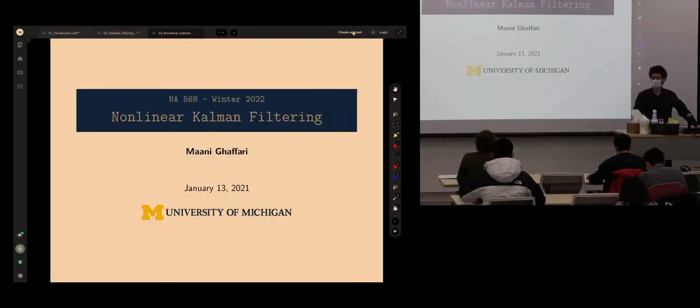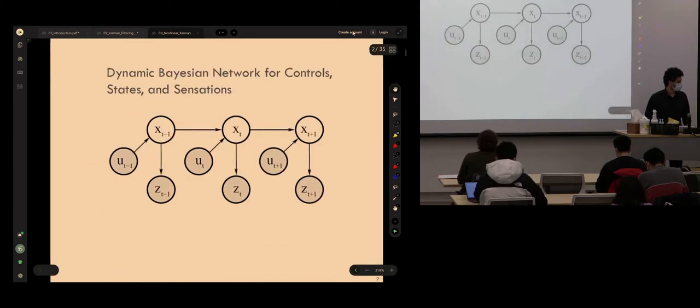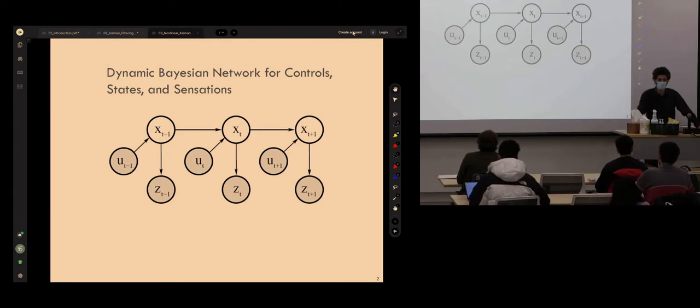Welcome to the third lecture of mobile robotics. Today's topic is nonlinear Kalman filtering. That's the continuation of the previous lecture on Bayes filter and linear Kalman filtering. And today we will see two methods for nonlinear filtering.